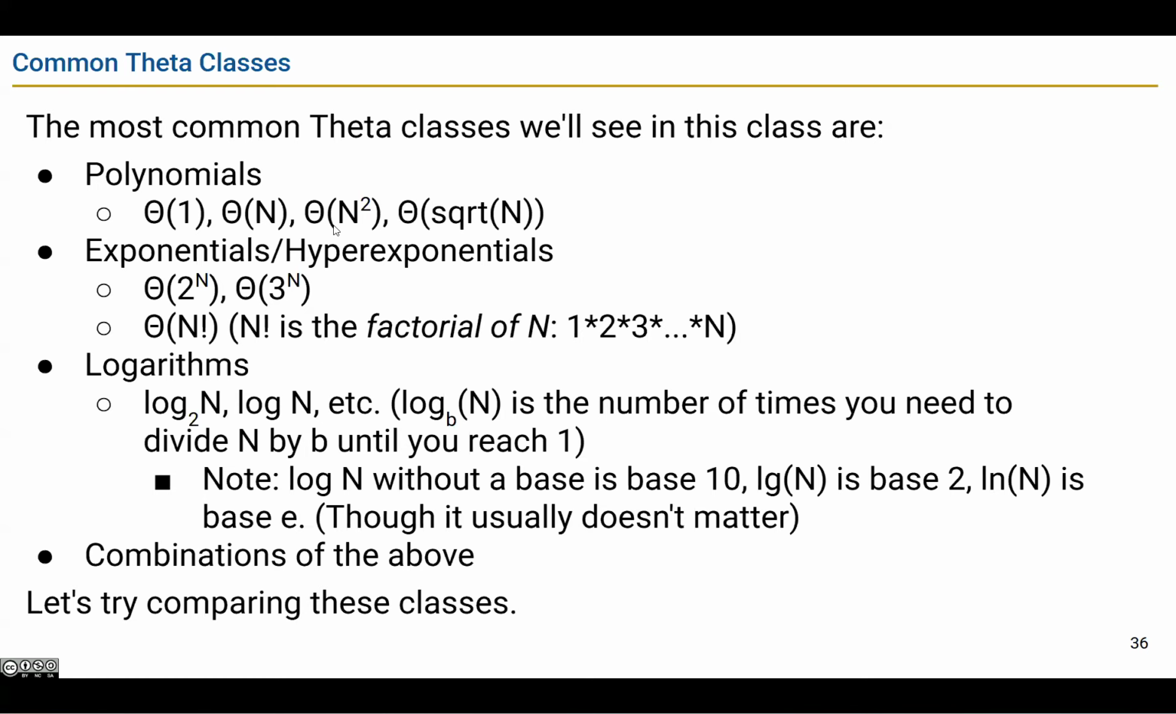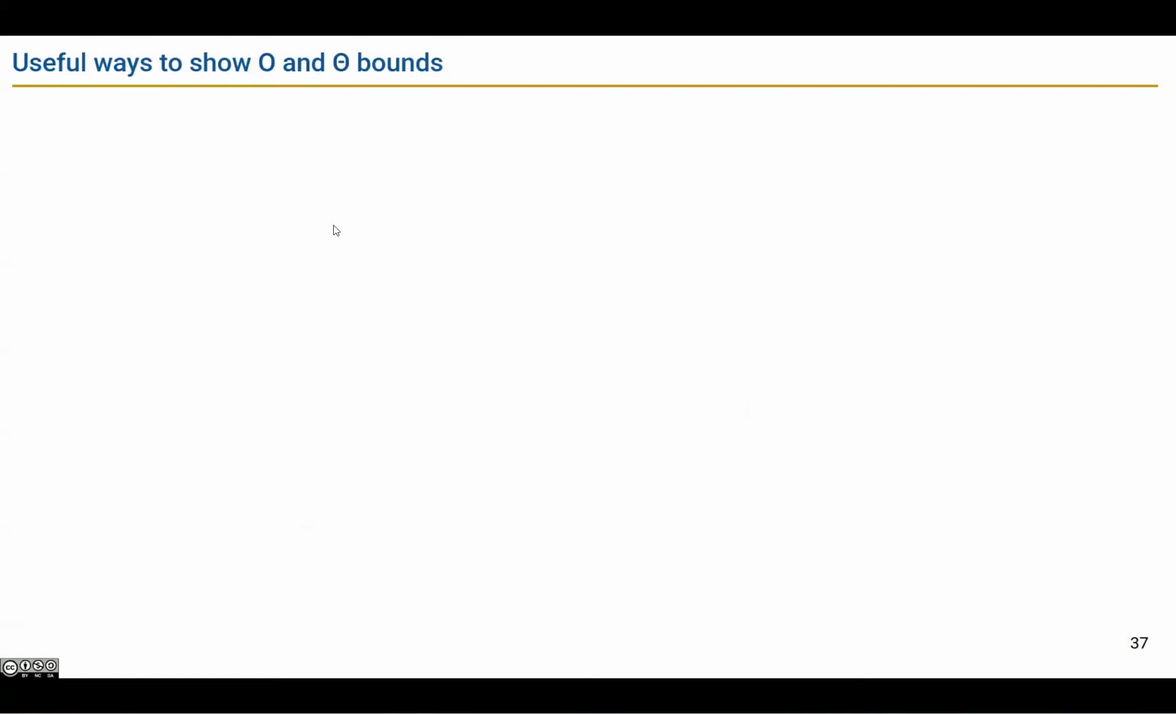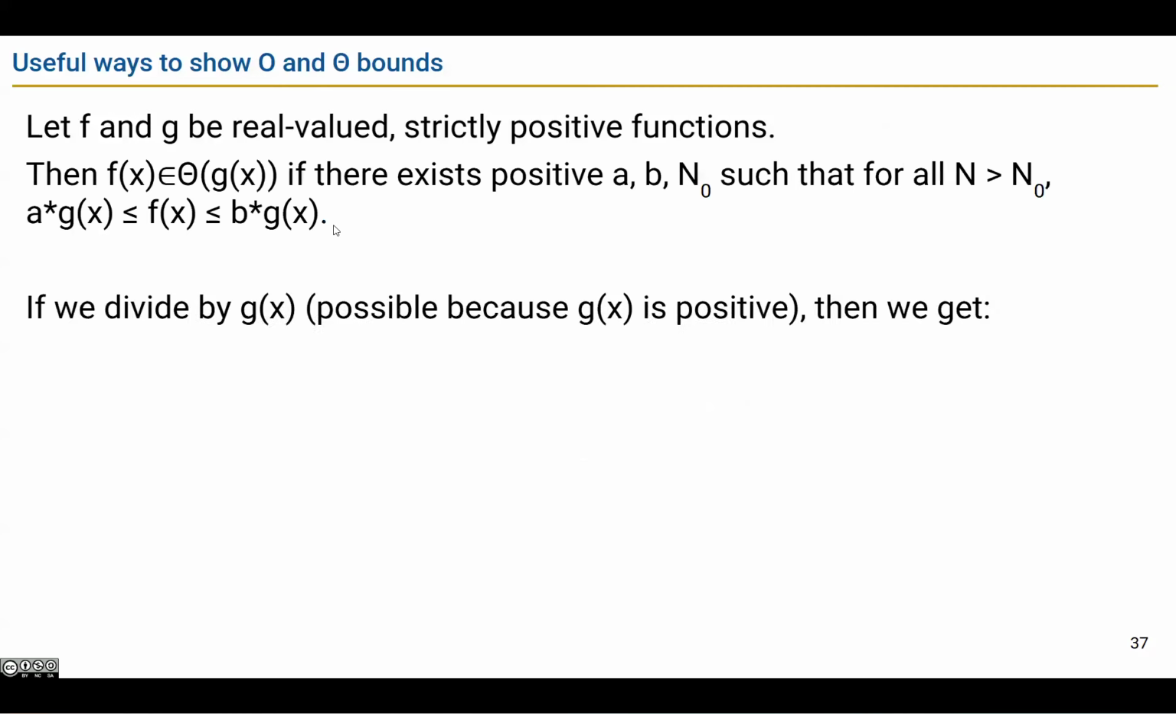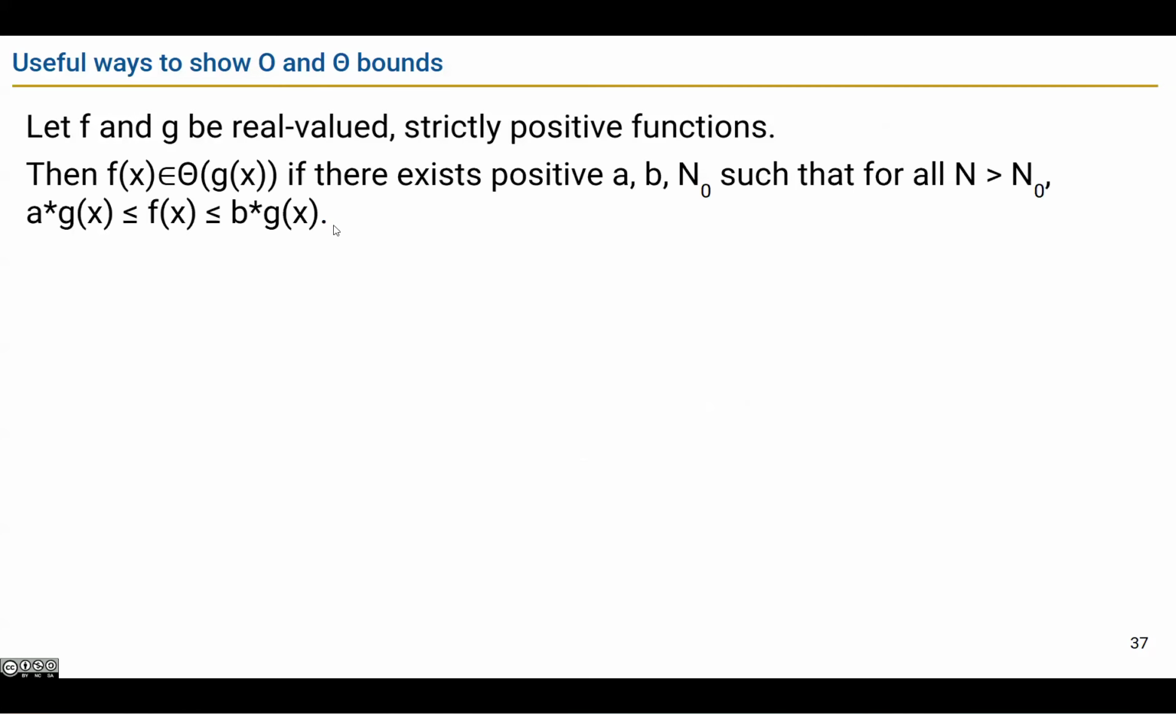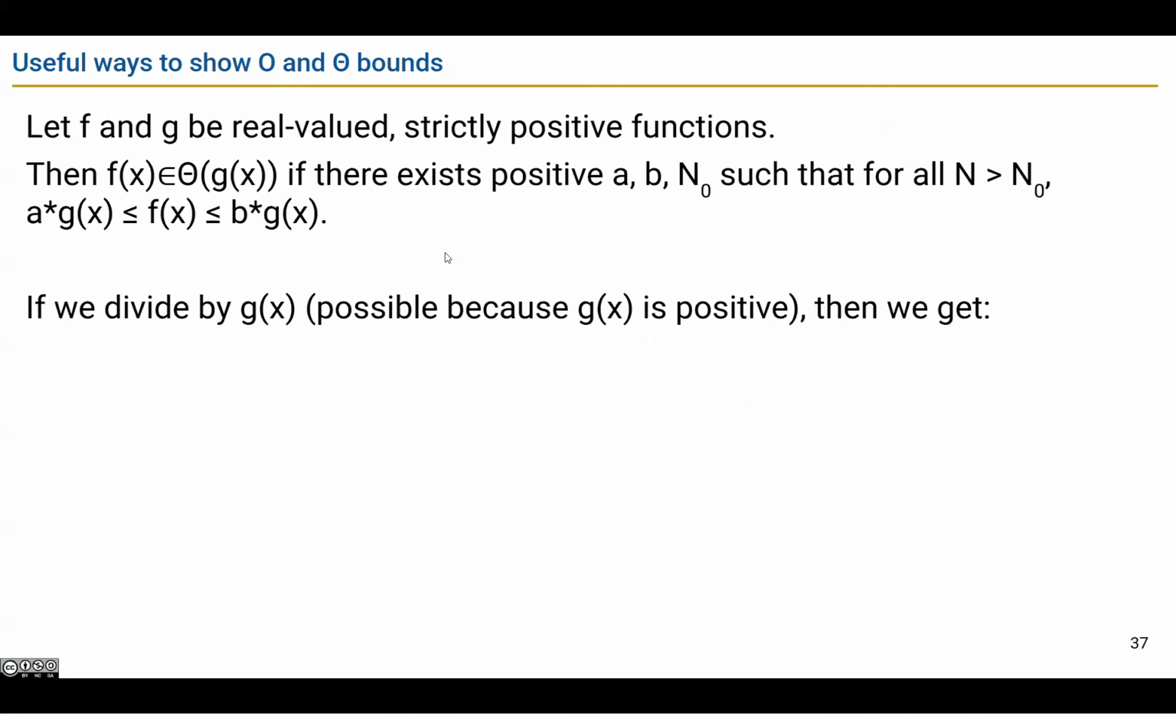Let's try comparing some of these classes. As we mentioned earlier, there is another way to use this definition. If we just manipulate this theta definition a bit, dividing by g of x, which is possible because g of x is always positive, then we get this simplified version of theta, which is that the ratio between f and g stays bounded between a and b.